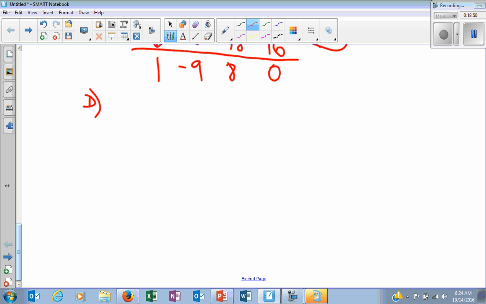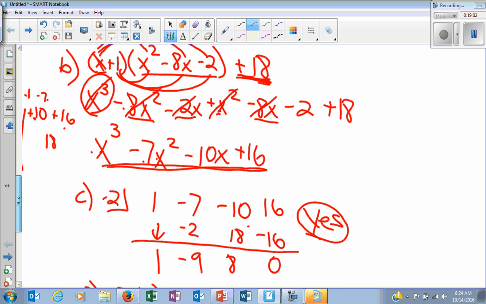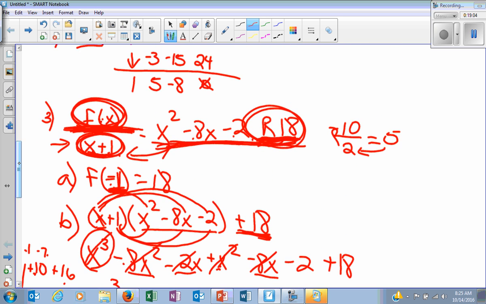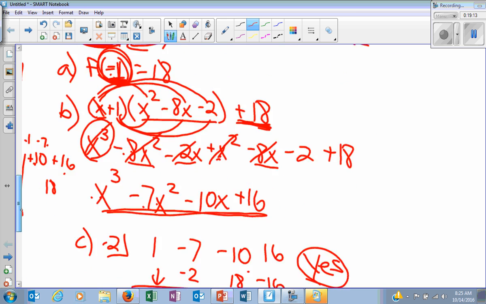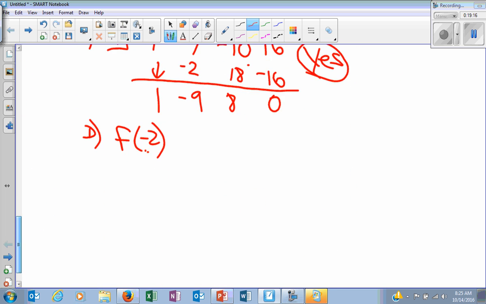Part D says determine f at negative 2. What did we just say up here? If you plug in the root, it should equal the remainder, correct? If I plug in a negative 2, what should I get out? 0. Why? Because my remainder was 0. That's using that root theorem again. Are you with me?